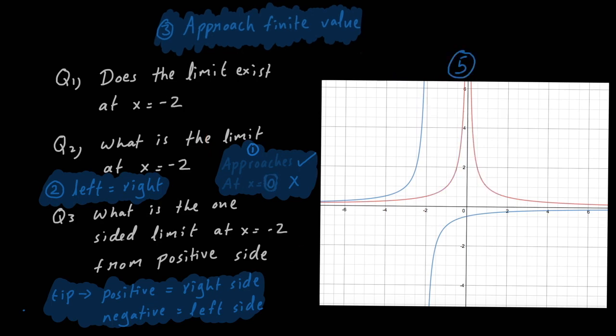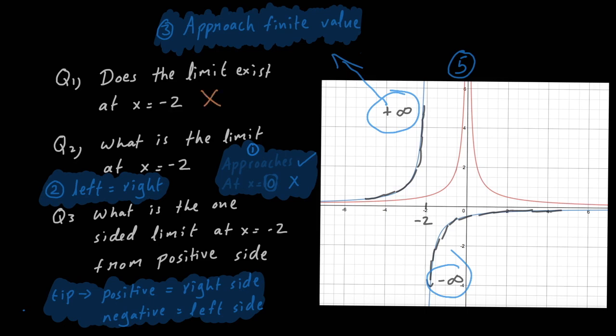And this blue graph is the fifth and the last type of graph that you can get in your exam. Question 1. Does the limit exist at x is equal to minus 2? We can see that if we approach from the negative side, it is approaching positive infinity. And if we approach from the positive side, it is approaching negative infinity. You can see that both rule number 2 and rule number 3 are not being met. Positive infinity is not equal to negative infinity, and infinity is not even a finite value. Hence, the limit does not exist.